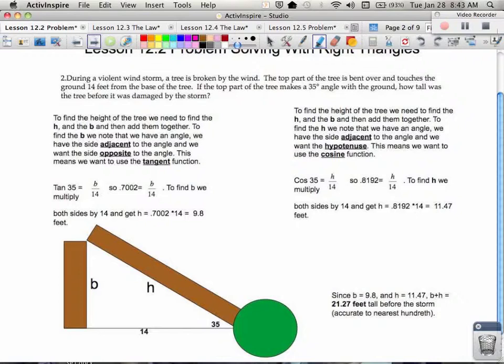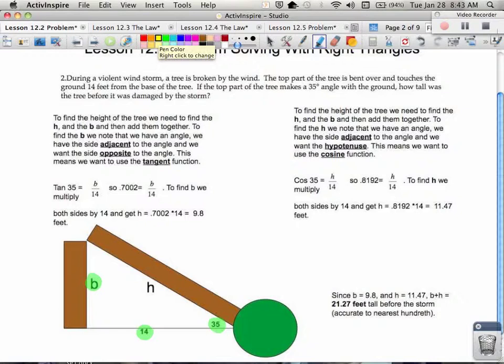In this particular part, if I look at what's going on, I have an angle of 35 degrees. I'm searching for the side that's opposite to that 35 degrees, and I know that the distance on the ground happens to be 14 feet. So I have an angle, the side opposite to the angle involved, and the adjacent. That means that I'm using the tangent function because tangent's opposite over adjacent.